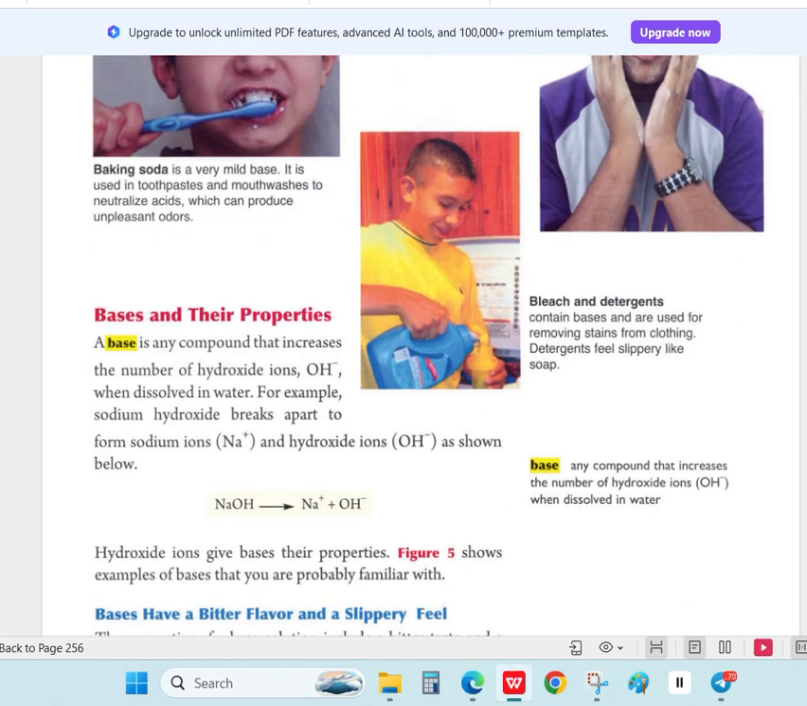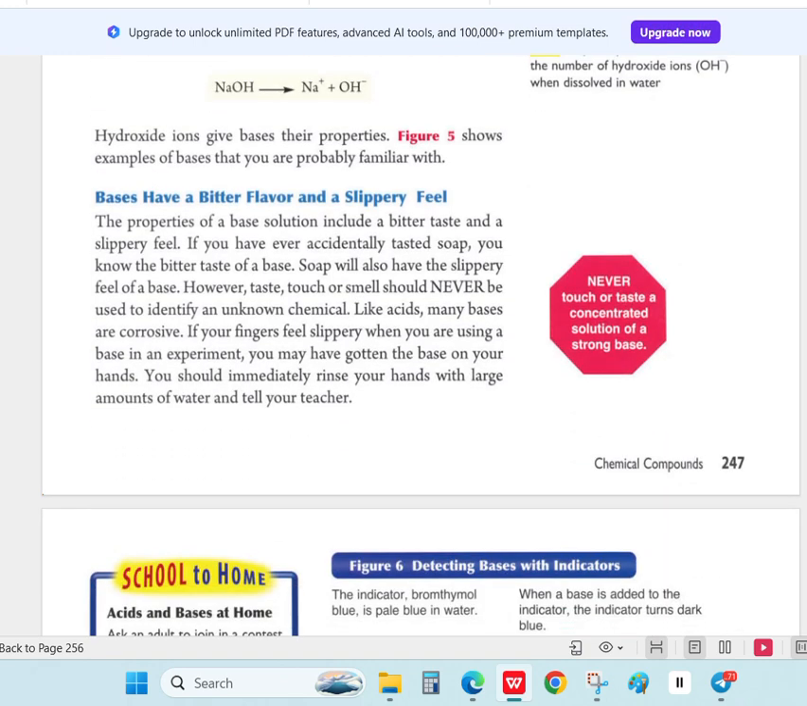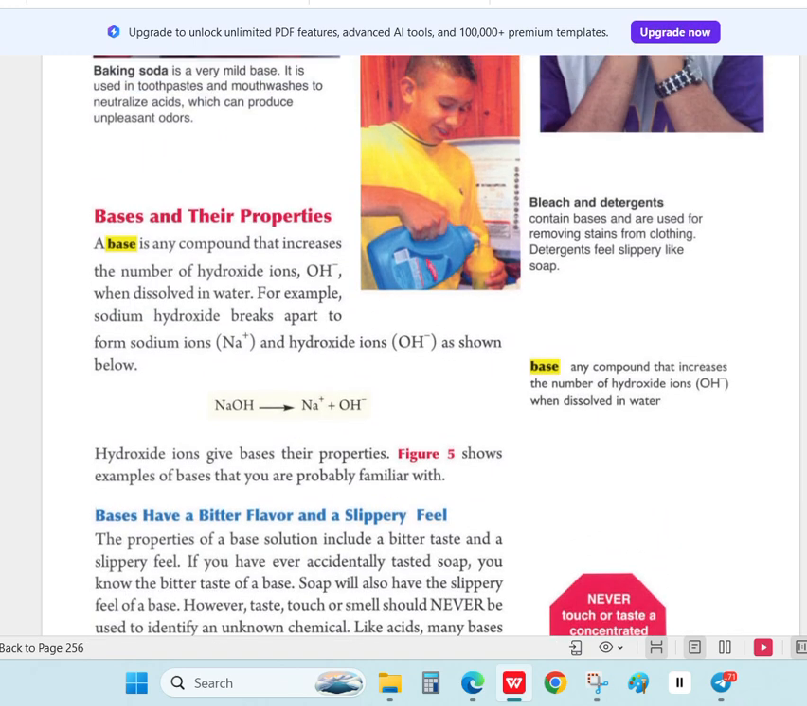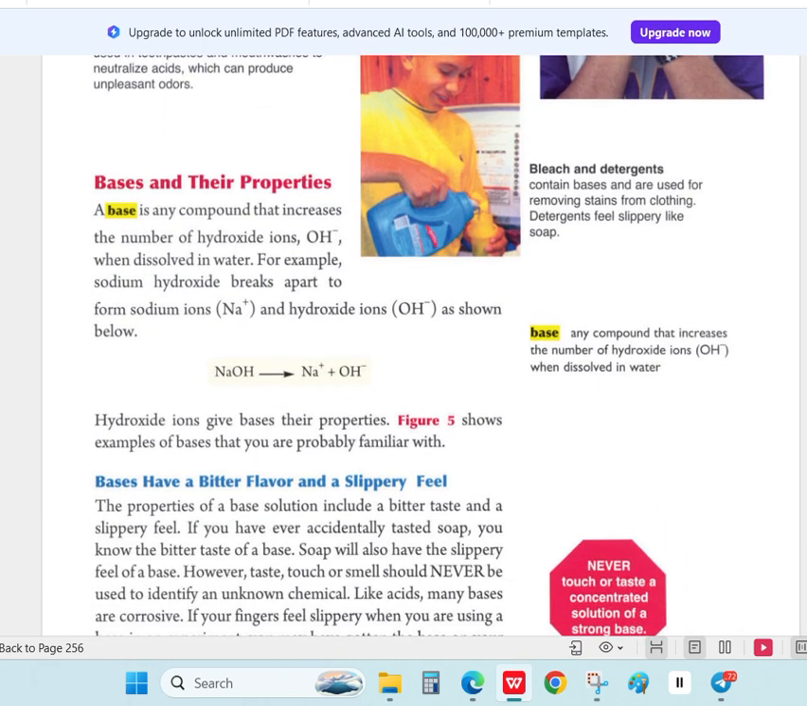Base, page 247. In the first definition, a base is any compound that increases the number of hydroxide ions in the solution, like an acid increases the hydronium ions in the solution.